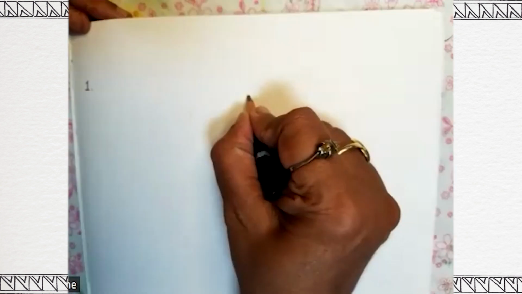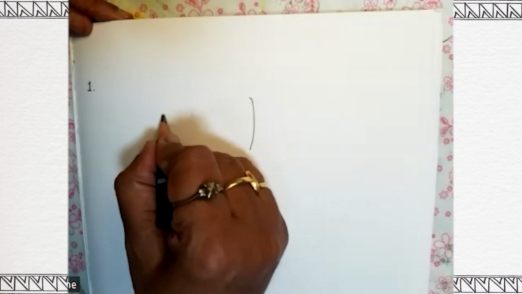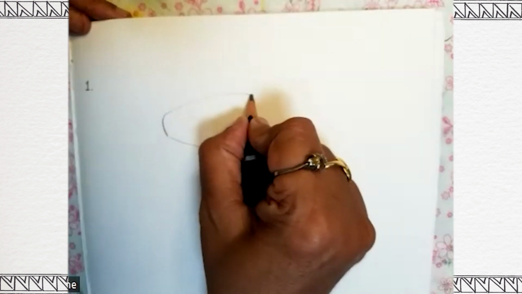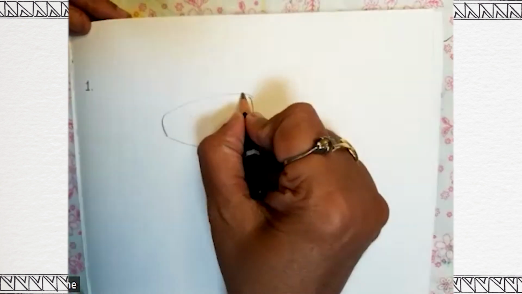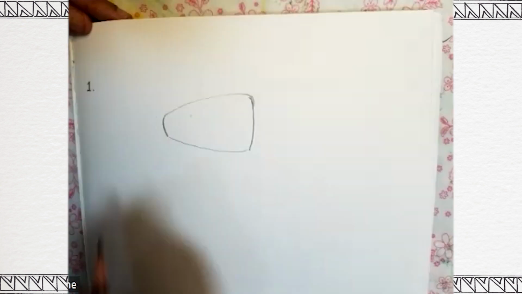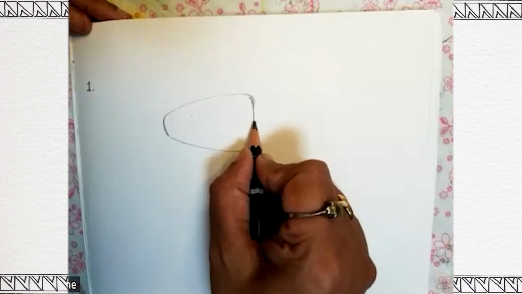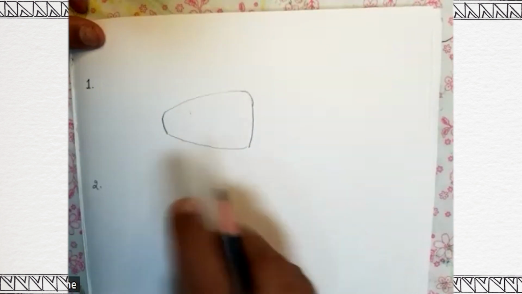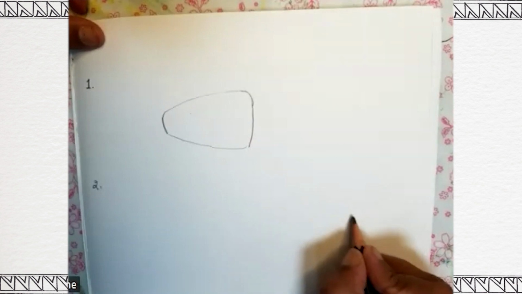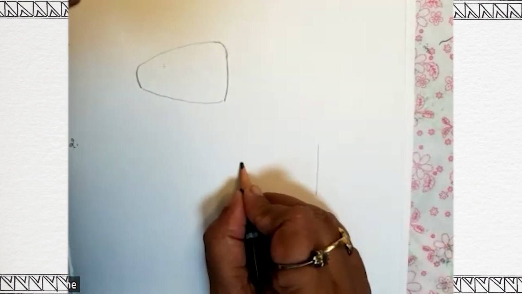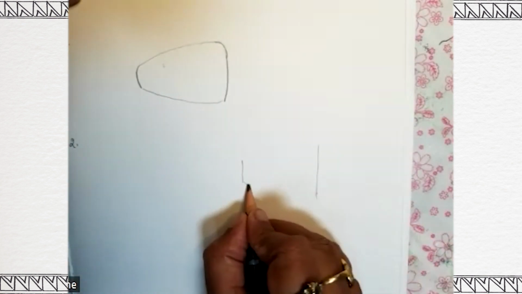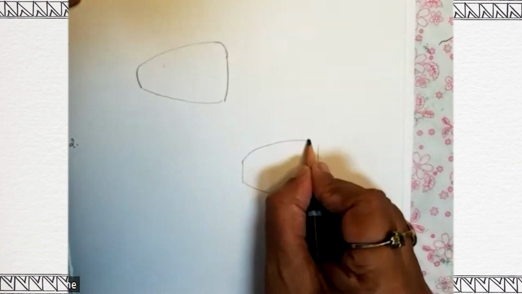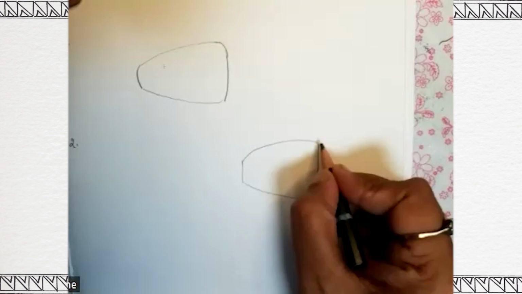So draw one standing line, then another standing line and join these two. That is our step number 1. One standing line, another standing line and join these two. Step number 2, same thing we will draw here. One standing line, little far away, another standing line. Join them with the smooth corners, very smooth corners.